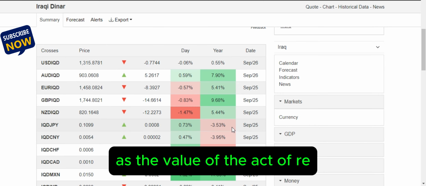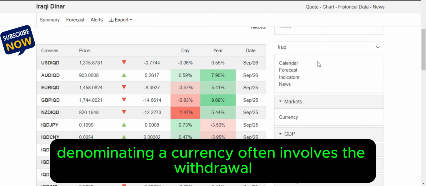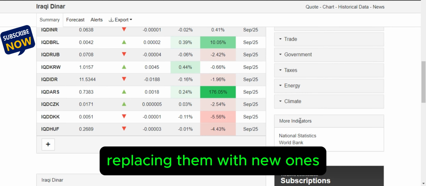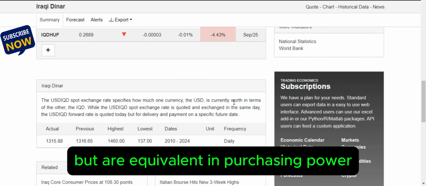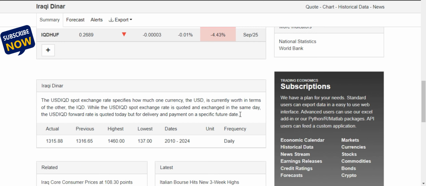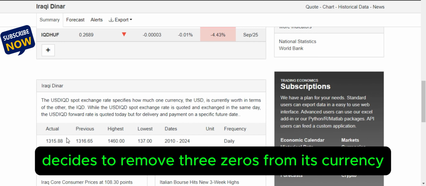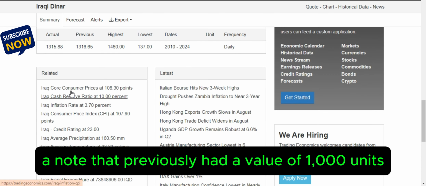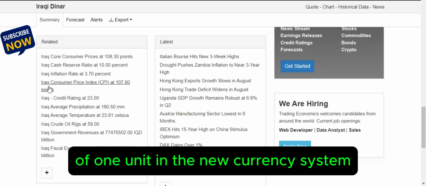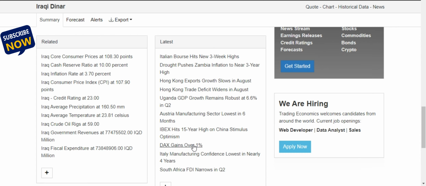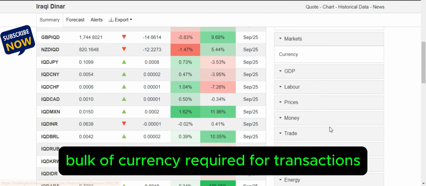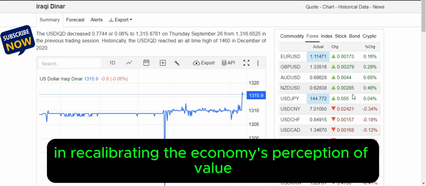The act of redenominating a currency often involves the withdrawal of old banknotes from circulation, replacing them with new ones that have a lower numerical value but are equivalent in purchasing power. For example, if a country decides to remove 3 zeros from its currency, a note that previously had a value of 1,000 units would be replaced with a note of 1 unit in the new currency system. This practice not only helps in reducing the physical bulk of currency required for transactions but also aids in recalibrating the economy's perception of value.